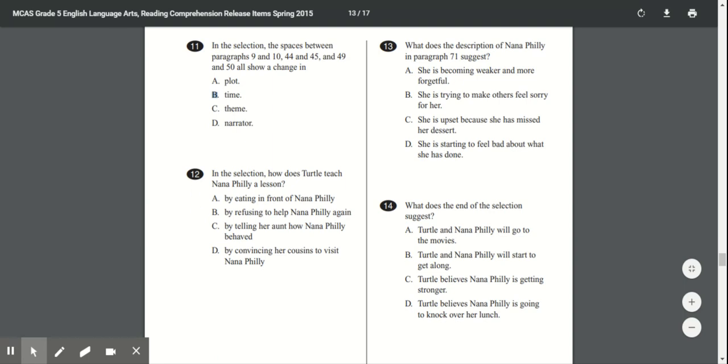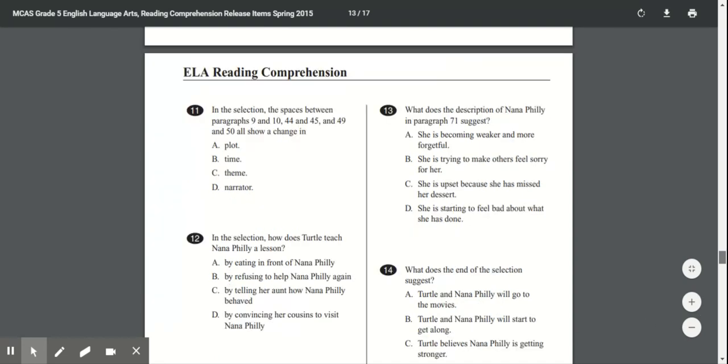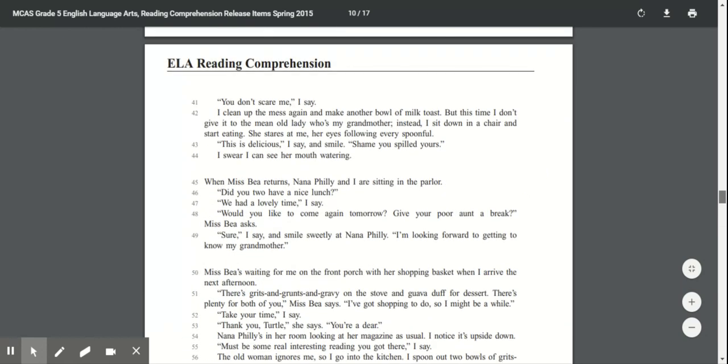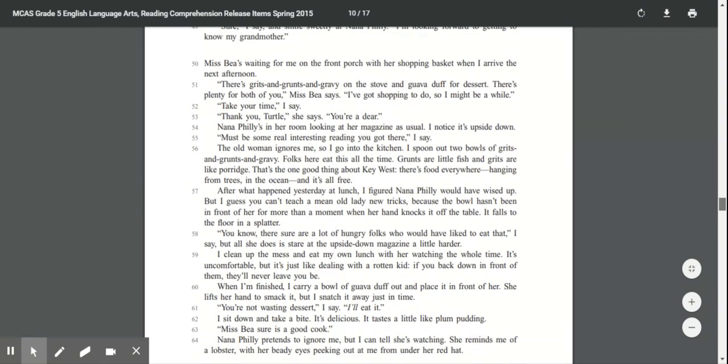Okay. 12. In the selection, how does Turtle teach Nana Philly a lesson? A. By eating in front of Nana Philly. B. By refusing to help Nana Philly again. C. By telling her aunt how Nana Philly behaved. Or D. By convincing her cousins to visit Nana Philly. Okay, let's scroll up. I'm going to go to paragraph 57. Okay, so make sure you're there. Pause a little bit.